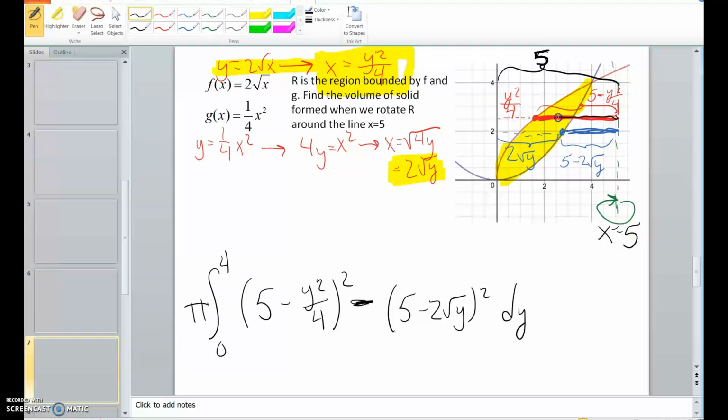So that means that the larger radius for our cross-section, from our axis of rotation out to the red graph, is going to be 5 minus y squared over 4. Because we know the distance from the y-axis to the graph is y squared over 4, so the remaining distance must be 5 minus that. Ditto for the small radius. The total distance from the y-axis over there is 5. We know that the horizontal distance from the y-axis to the blue graph is 2 root y. So that means that the inner radius here has to be 5 minus 2 root y.